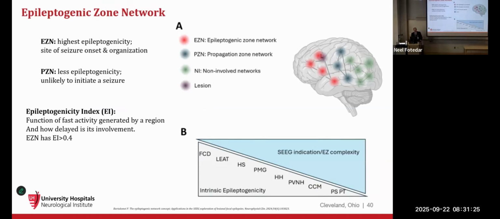So now the term that is used is epileptogenic networks, and there are several inside it. So this is a review published in 2024 by Professor Bartolomei.